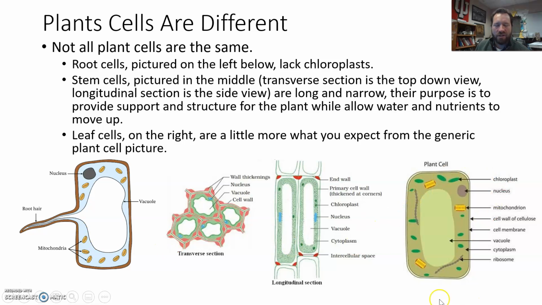But just to kind of throw it out there, cells and organisms are very, very different. I hate that generic picture with all the organelles in it, because cells don't look like that. That's not how cells look. Cells look like what they should look like to do their job. They're a root cell, they're a stem cell, they're a leaf cell.